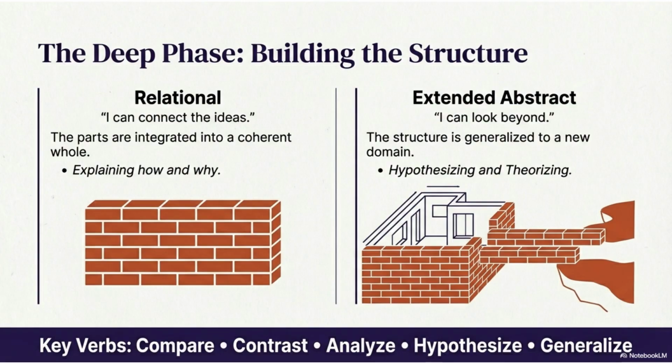The deep phase is about building the structure. Relational thinking connects the ideas into a coherent whole. Extended abstract allows the structure to be generalized beyond the immediate context. Key verbs include compare, contrast, analyze, and generalize.